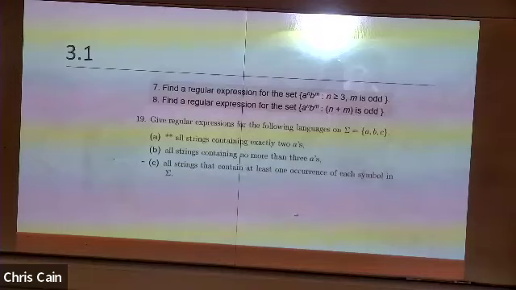Actually, did we go over that? Yeah, we did, didn't we? We said the last 2 to go, I think. All strings containing no more than 3 A's.